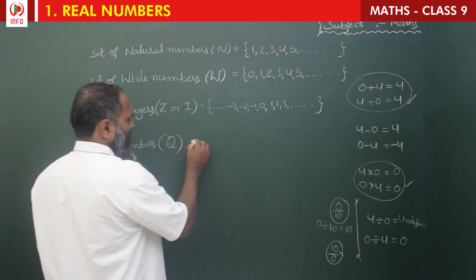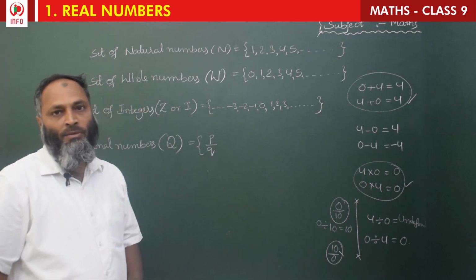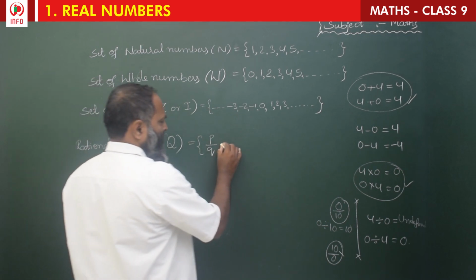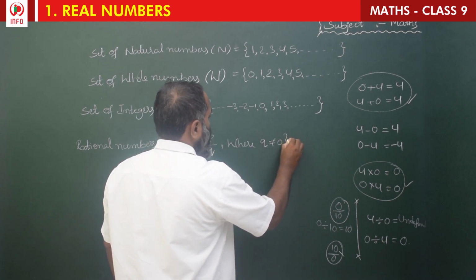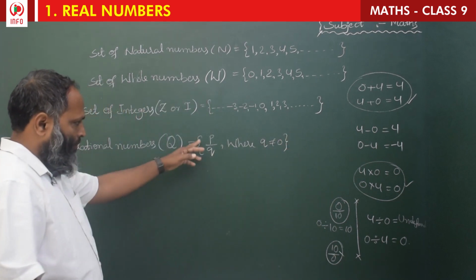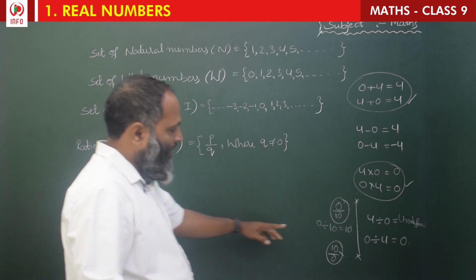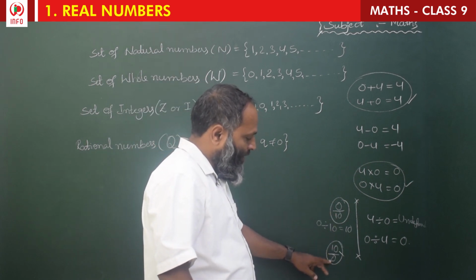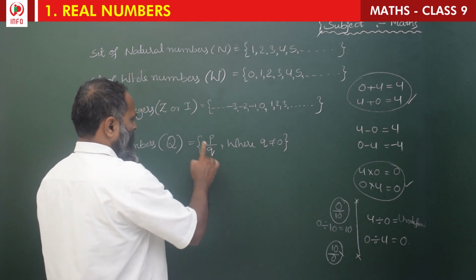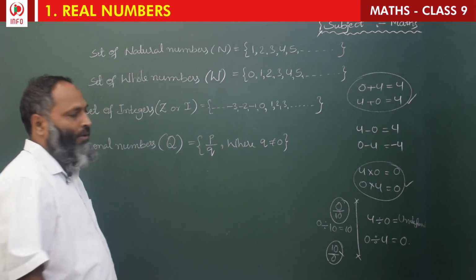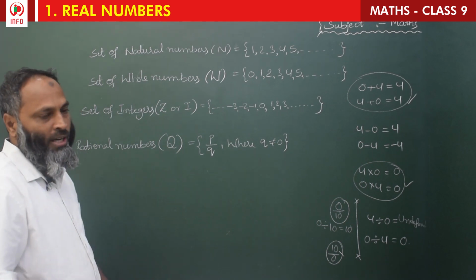Which type of numbers are rational numbers? The numbers which are in the form of P by Q, where Q should not be 0. If the denominator is 0, then the value is undefined. That is why Q should not be 0 here. So, this type of numbers are rational numbers. What are the numbers that are rational numbers? If I ask, is 0 a rational number?